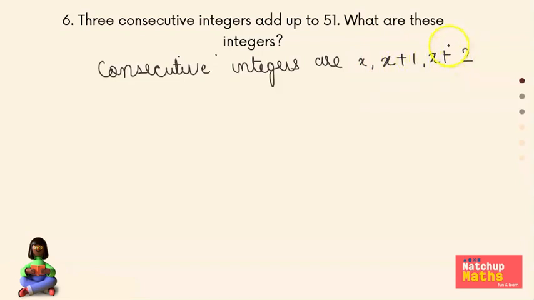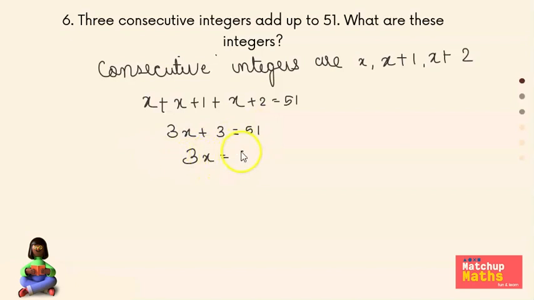Now we are given that they add up to 51. So x plus x plus 1 plus x plus 2 is equal to 51. Now 3x plus 3 is equal to 51. So 3x is equal to 51 minus 3. So we get 3x is equal to 48. So x is equal to 48 by 3. So we get x is equal to 16.